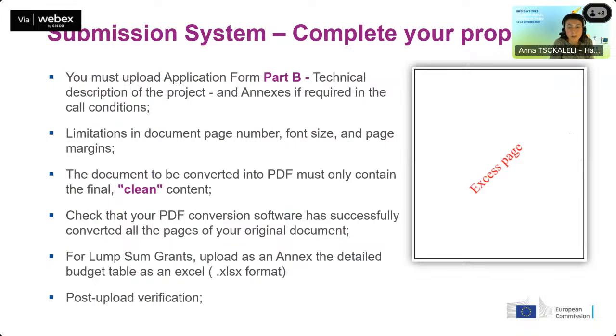And of course, for those applying under a lump sum scheme, this changes. It is 50 pages for research and innovation actions and innovation actions for lump sum, and 33 pages for the coordination and support actions for lump sums. The limit for the first stage of a two-stage application is 10 pages.